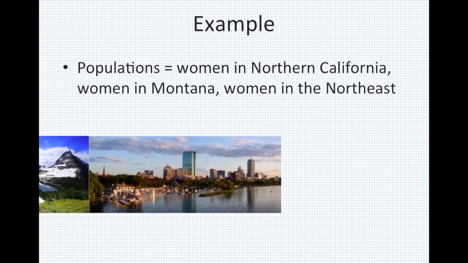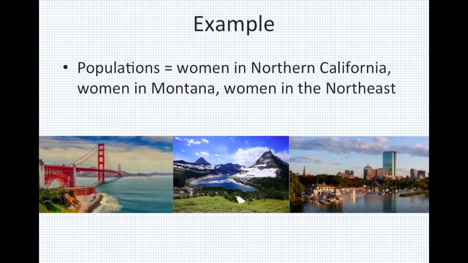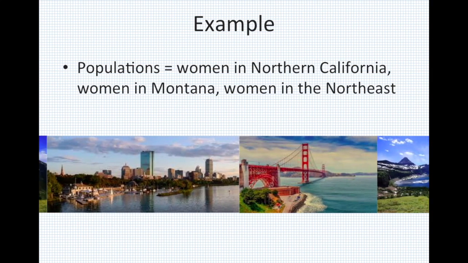So let's do an example. Our populations are women in Northern California, women in Montana, and women in the Northeast.